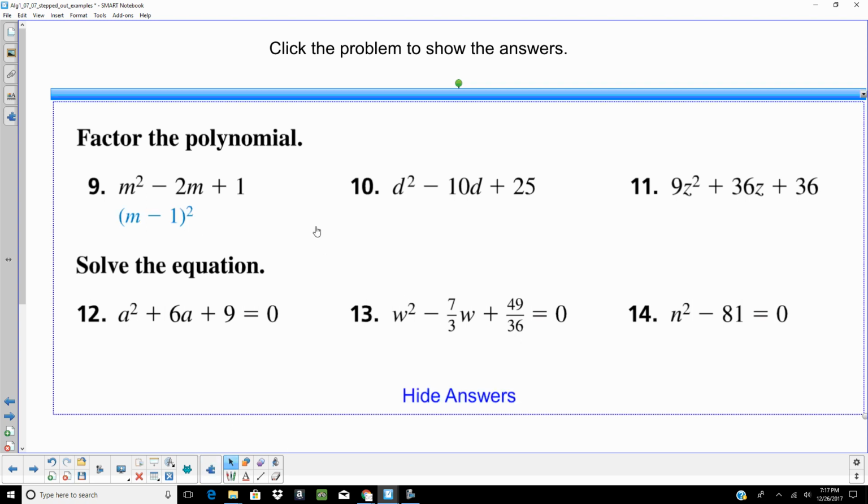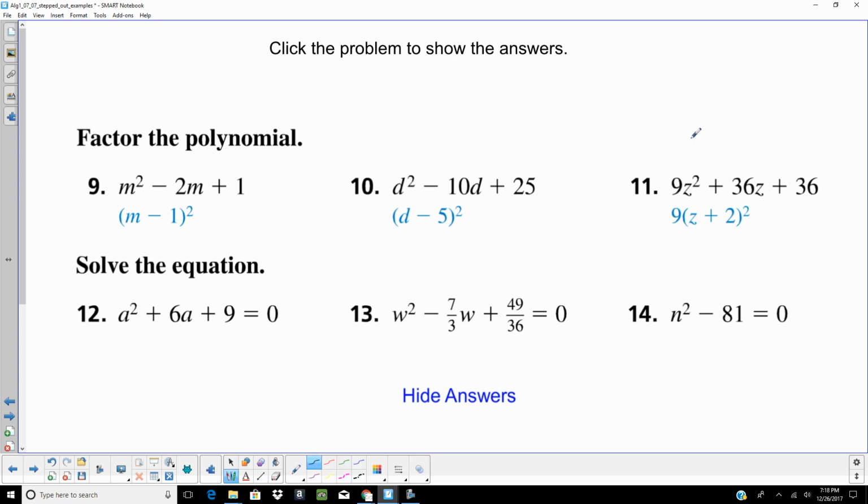M minus 1, quantity squared. D minus 5, quantity squared. 3's up. I almost didn't factor out my greatest common factor, which would be a 9. When I do that, I'm left with z squared plus 4z plus 4. Not having the greatest handwriting day. I'm sorry about that. So that's going to be z plus 2, quantity squared.